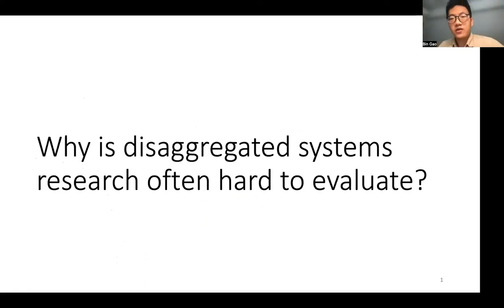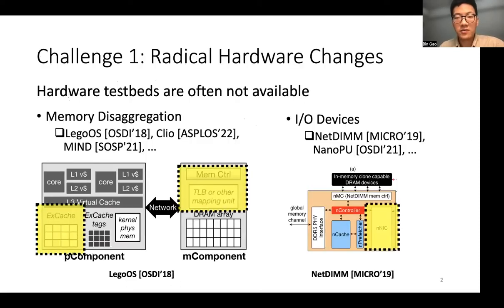To motivate the rest of my talk, let me start off by talking about why research on disaggregated systems and architectures is hard to evaluate. It turns out that there are multiple compounding challenges here. The first challenge is that work in this space often proposes to use radically different hardware architectures.